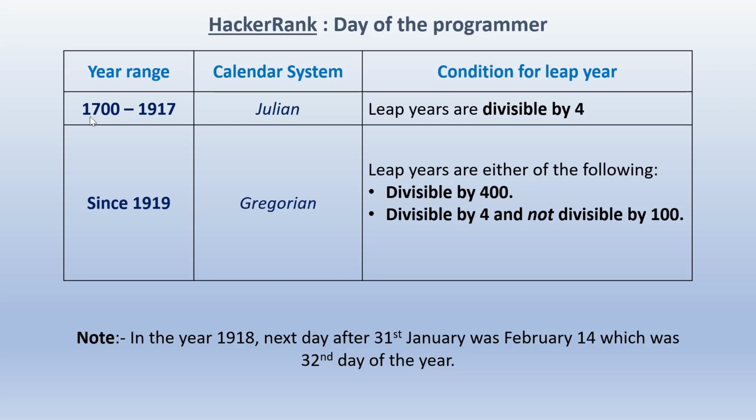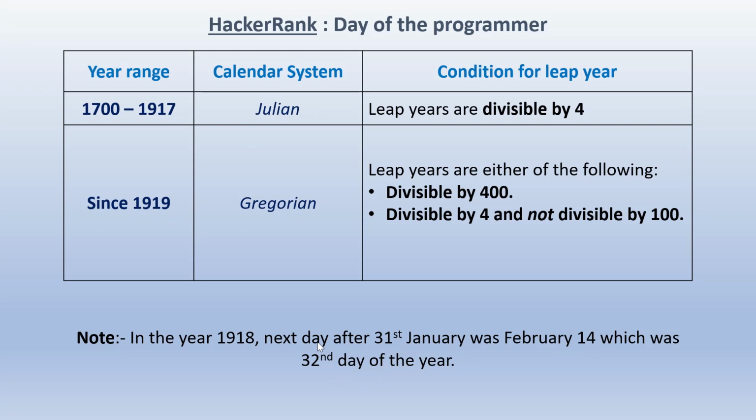In the years ranging from 1700 to 1917, the Russians' official calendar, which was the Julian calendar system, was followed, and from the year 1919, the Gregorian calendar system was followed. So the transition happened in the year 1918, in which the next day after 31st January was February 14, which was the 32nd day of the year.